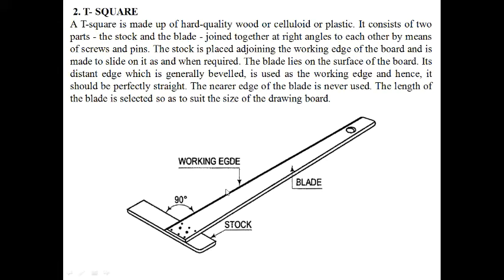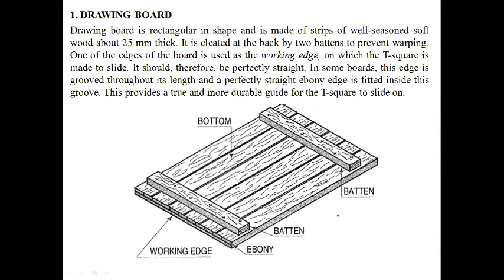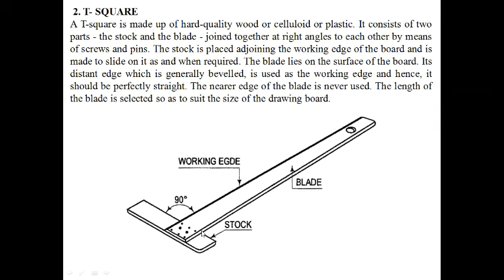Basically there will be two sides of that. This is the working edge, and another is the rough edge. Always, when you draw the horizontal line, you just fix the T square on the working edge, then you draw the horizontal line. I will discuss how to use it.